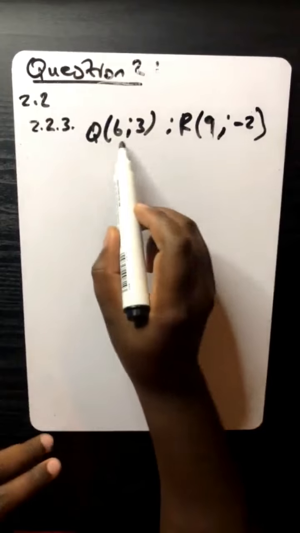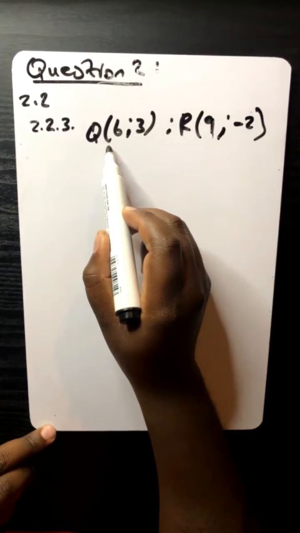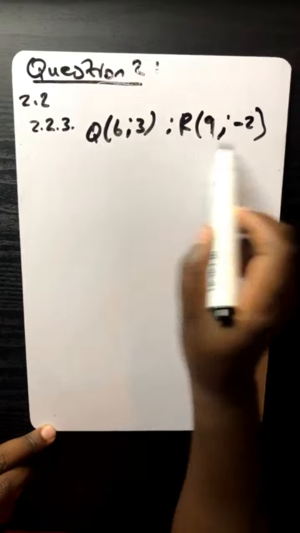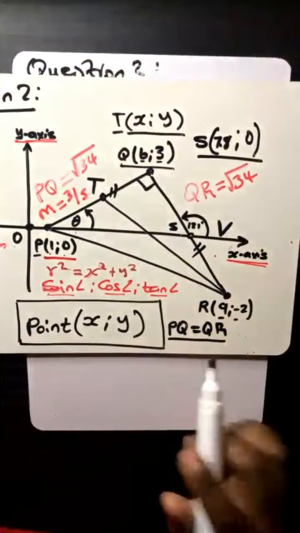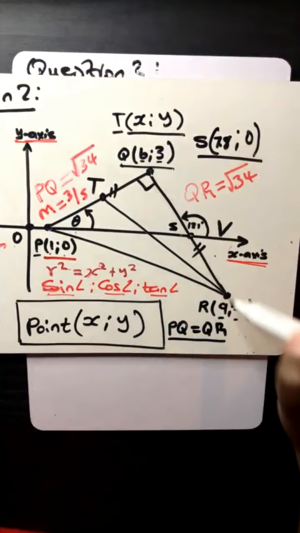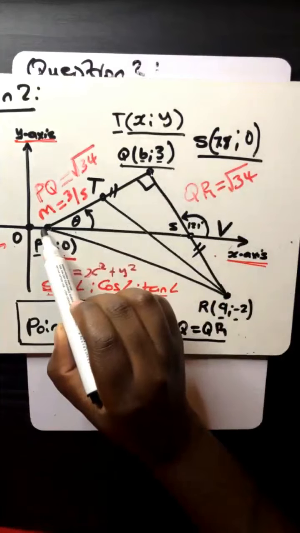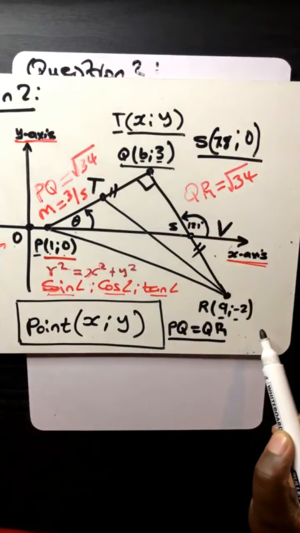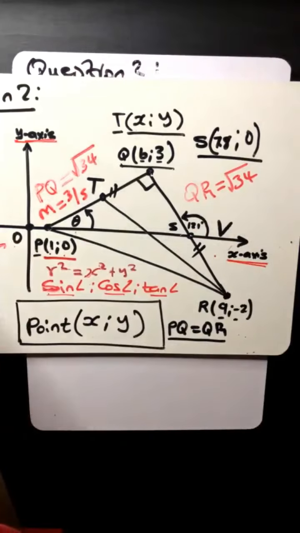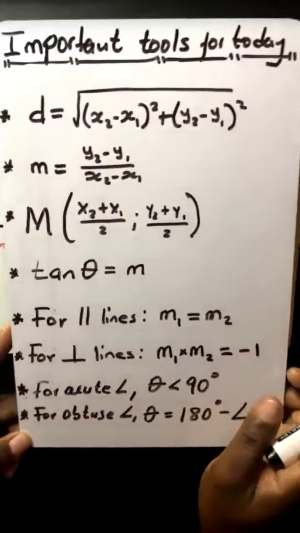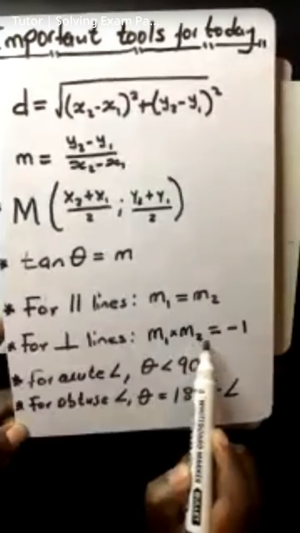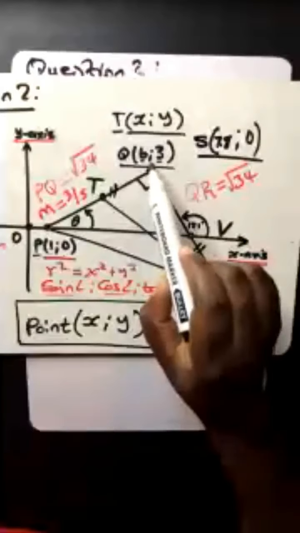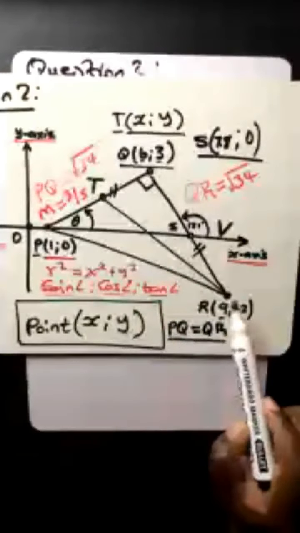Okay, so obviously, if you have the two coordinates, I just want to make you aware of something. Remember, they said this line and that line are perpendicular to each other. Based on the information for today, for perpendicular lines, the gradient of the first line times the gradient of the second line is equal to -1. So the gradient of that line times the gradient of that line is equal to -1.